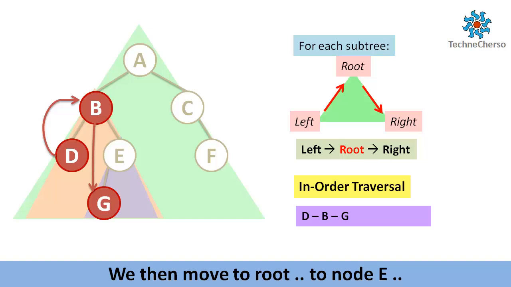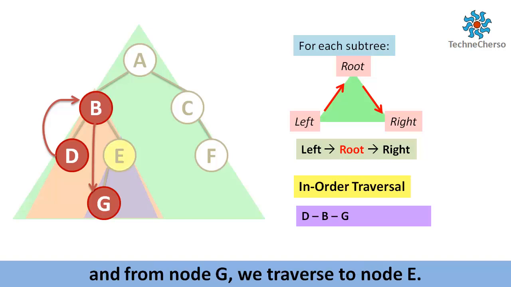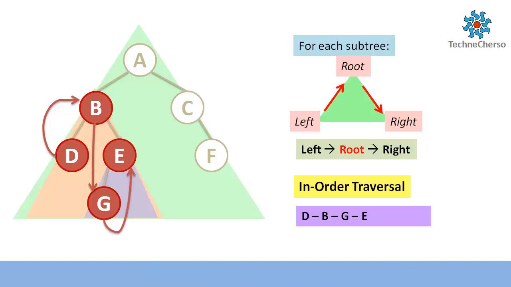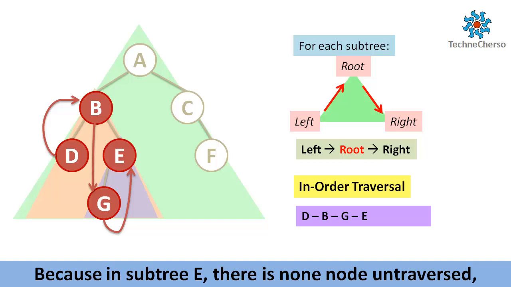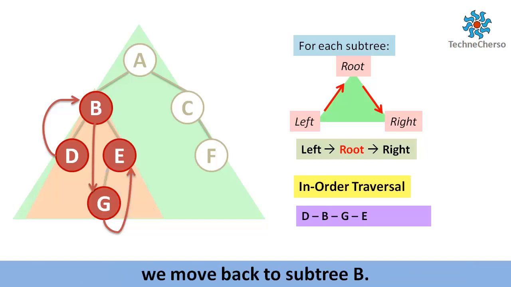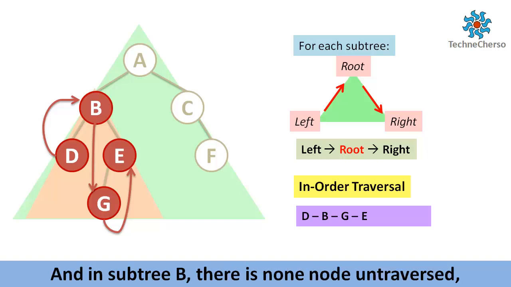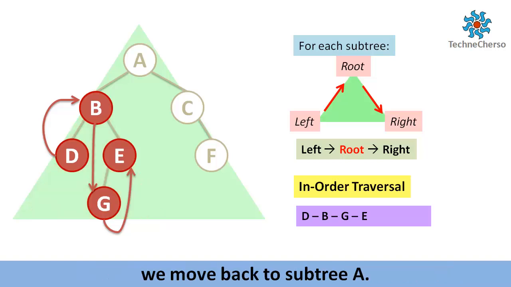We then move to the root, node E, and from node G we traverse to node E. Because in subtree E there is no node untraversed, we move back to subtree B. And in subtree B, there is no node untraversed. We move back to subtree A.